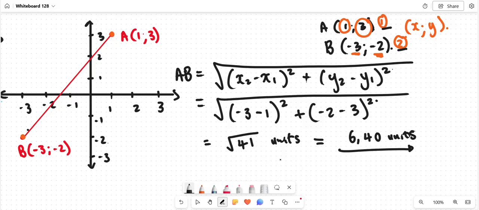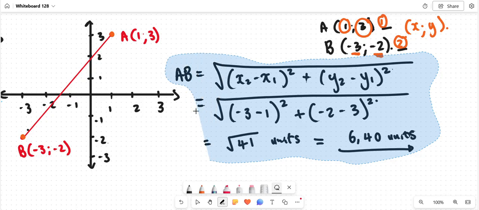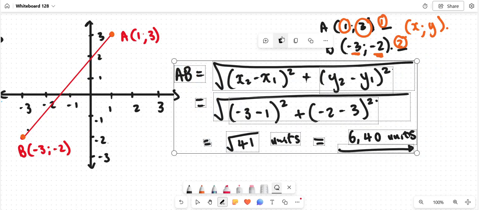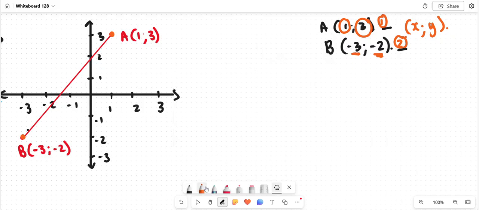All right, so now we've solved for distance. That's how you solve for distance. Now let's look at how we solve for the midpoint of AB. The midpoint is separated because it is going to have an x of m coordinate and a y of m coordinate. Just like how we have x and y, this is the x coordinate of the midpoint, and this is the y coordinate of the midpoint.